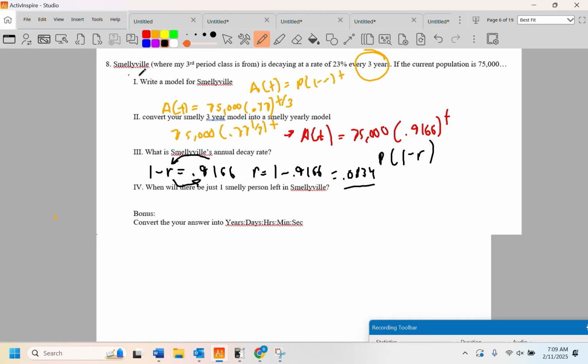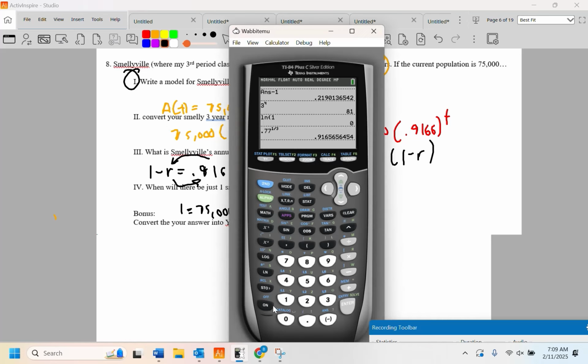When will there be just one smelly person left in Smellyville? So use your equation from part 1. 1 equals 75,000 times 0.77 to the t over 3. It won't take that long. Town's shrinking pretty quick because it smells. Everybody smells. So these smelly people are going to leave Smellyville and go stink up some other town. That's exactly what's going to happen.